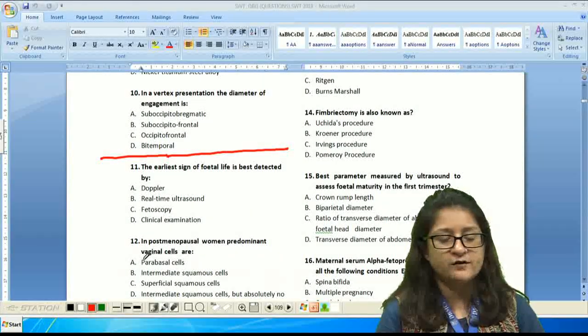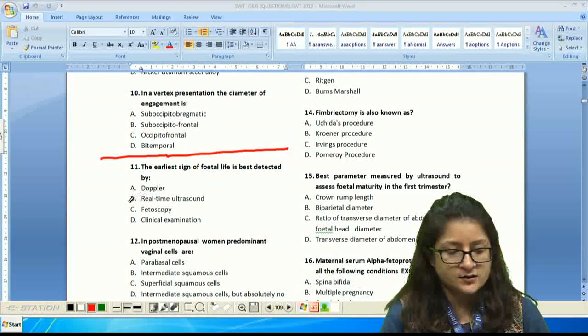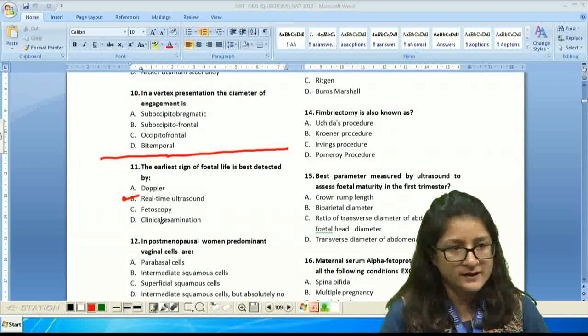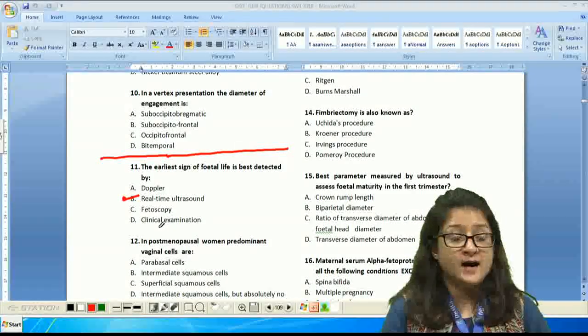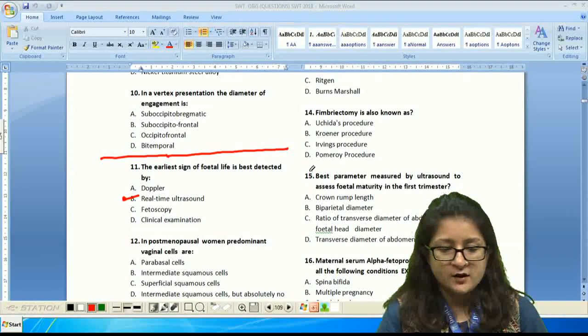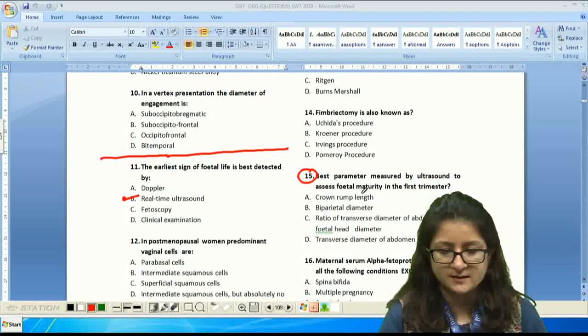The earliest sign of fetal life is best detected by. The answer to this is option B, by real-time ultrasound. So the diagnosis of pregnancy in the early gestations is made by ultrasound. All right. And then similarly, question number 15 here, which says the best parameter measured by ultrasound to assess fetal maturity in the first trimester.